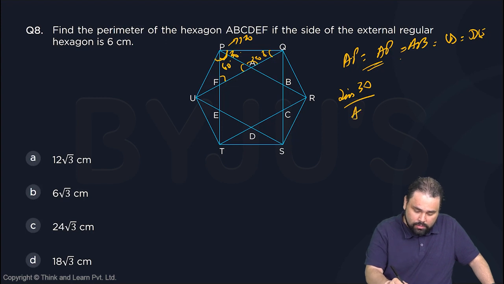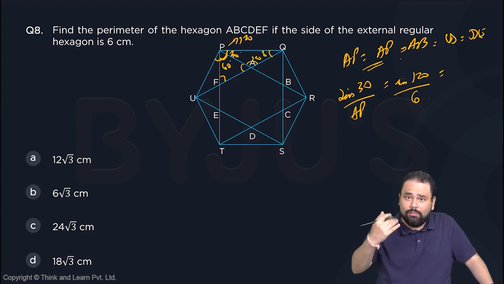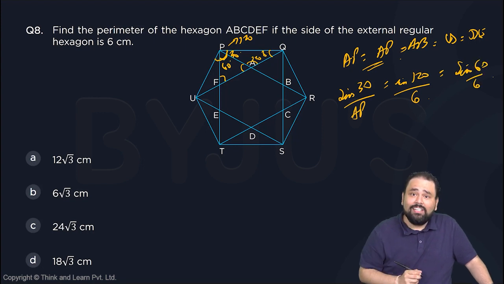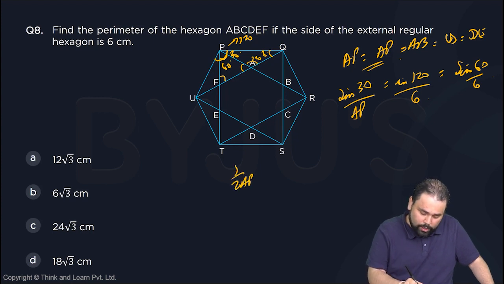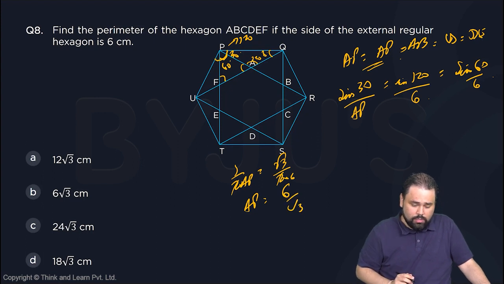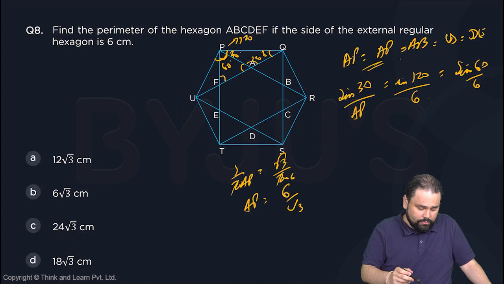Yeah, AP. So I know sine 30 by AP is equal to sine 120 by PQ. PQ is 6. Sine 120 is sine of 180 minus 60, which is sine 60, by 6. Sine 30 is half, sine 60 is root 3 by 2. So I can say 1 by 2 AP equals root 3 by 2 into 6, divided by 6. So AP is 6 by root 3, which is 6 root 3 by 3, which is 2 root 3.